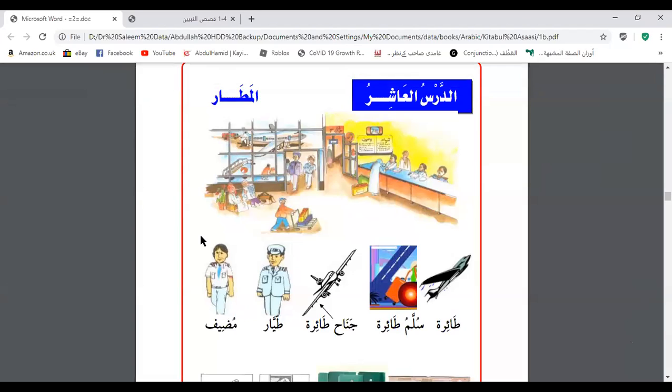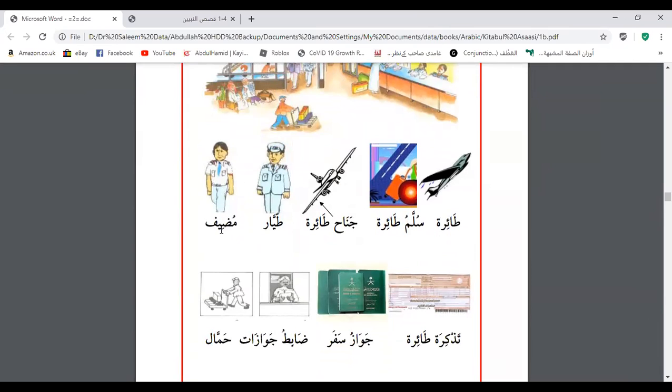كتاب الأساسي الدرس العاشر, 10th chapter. المطار, airport. مطار. طائرة, طائرة is plane. سلم طائرة, plane's stairs, the elevators. Sullam is ladder, stairs. طائرة مضاف مضاف إليه. طائرة, plane. سلم طائرة. جناح طائرة. Wing of the plane. جناح طائرة. مضاف مضاف إليه.